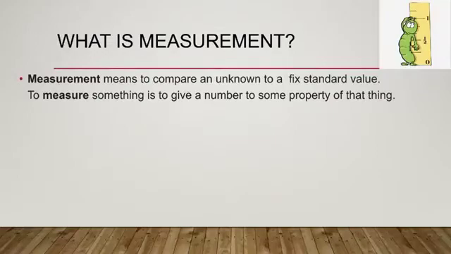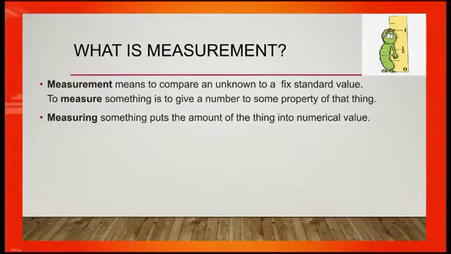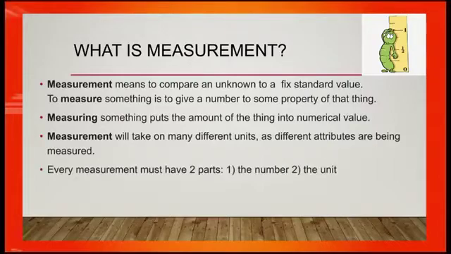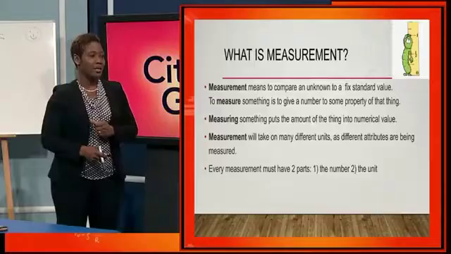So measurement means to compare an unknown to a fixed standard value. To measure something is to give a number to some property of that thing. Measuring something puts the amount of the thing into numerical value. Measurement will take on many different units as different attributes are being measured. Every measurement must have two parts. One, the number, and two, the unit it's being measured in.